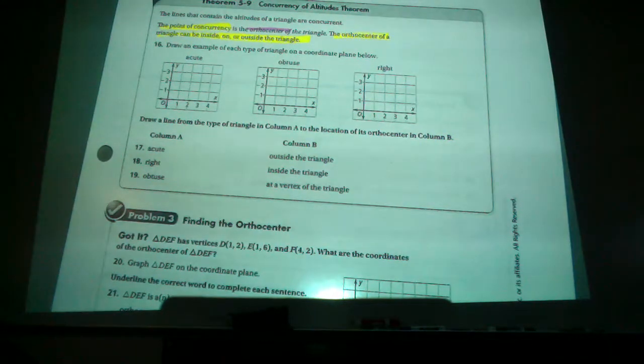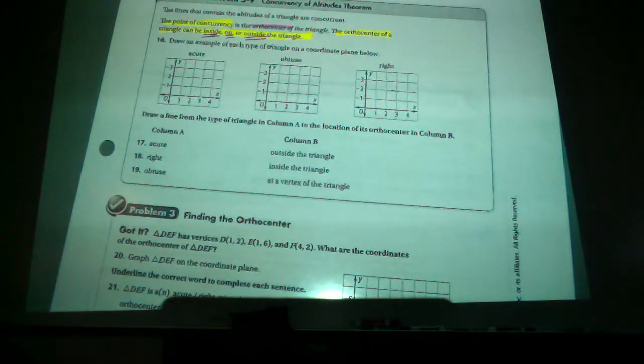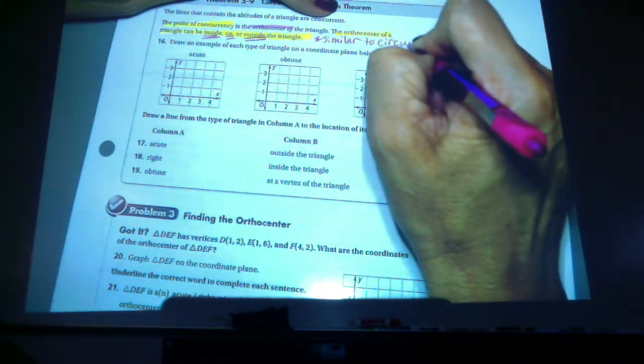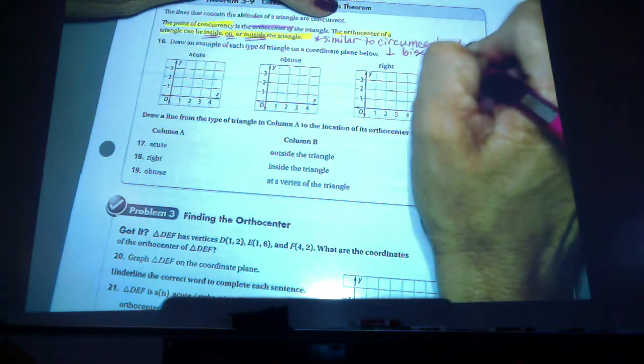Which other one is that like? Which is created from what? The perpendicular bisector. Yep. So it's the same as your circumcenter. So you might want to put here, similar to circumcenters of perpendicular bisectors of a triangle.